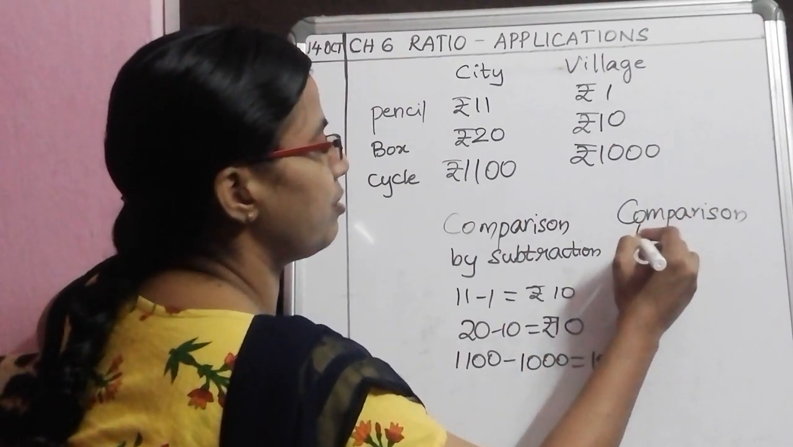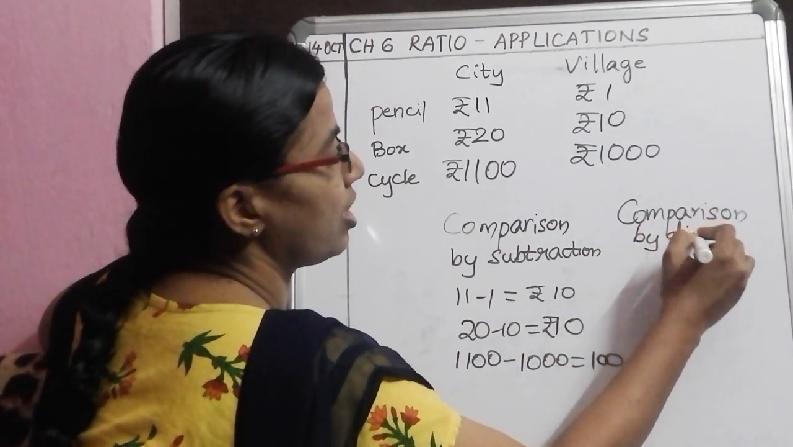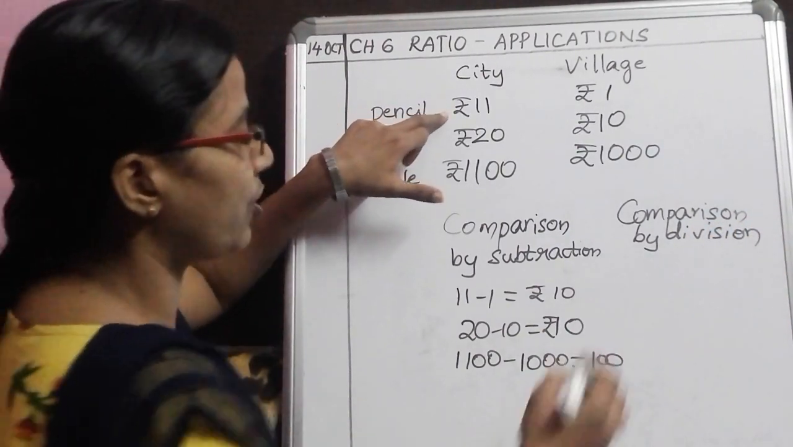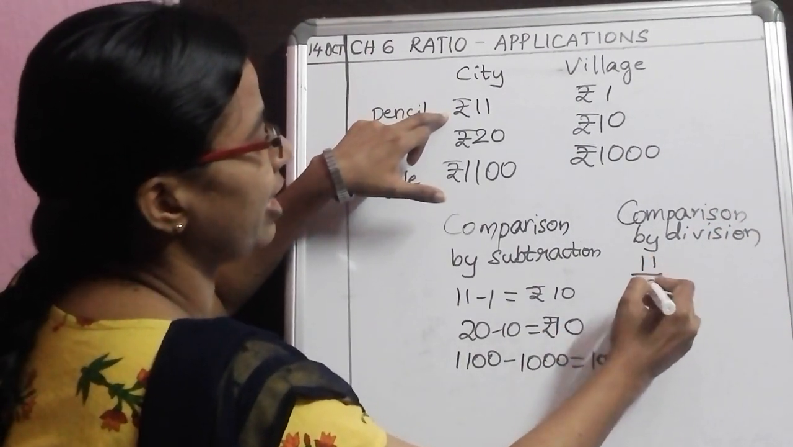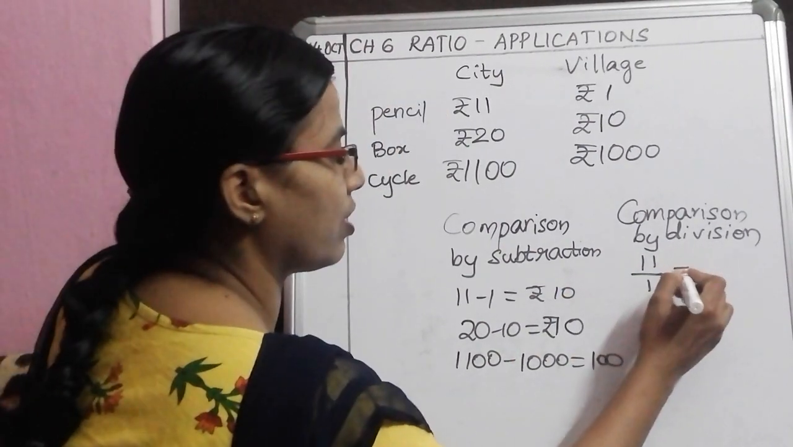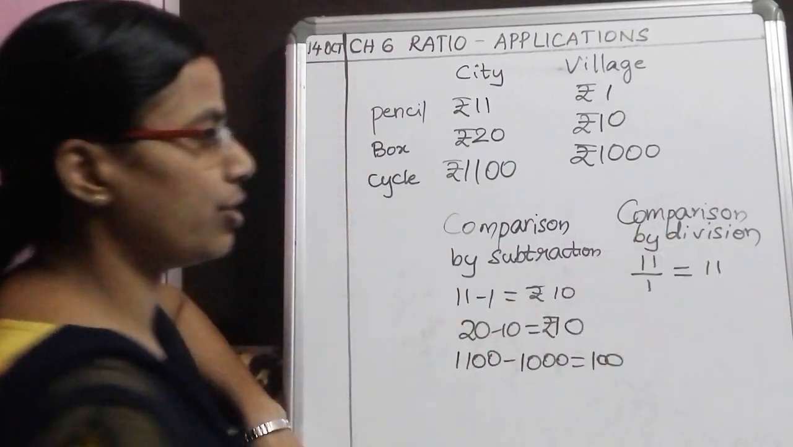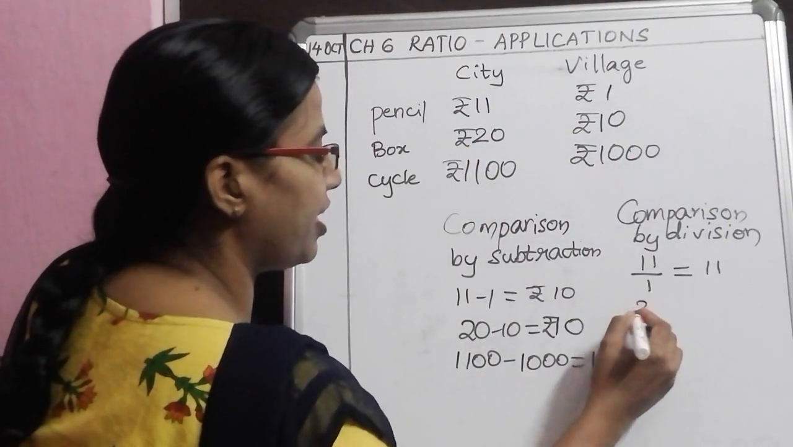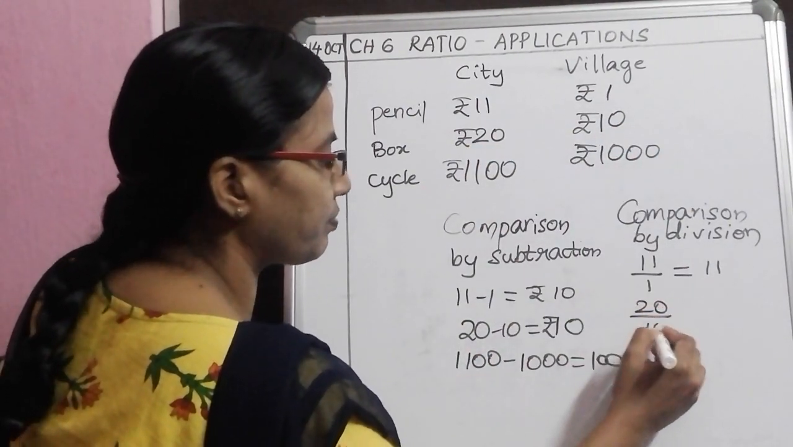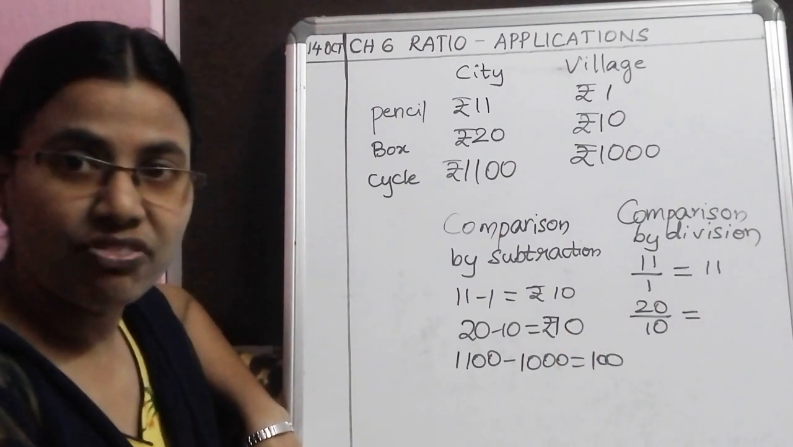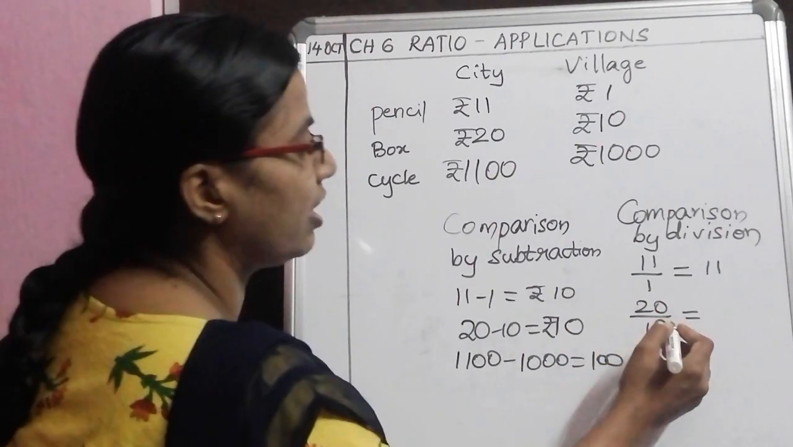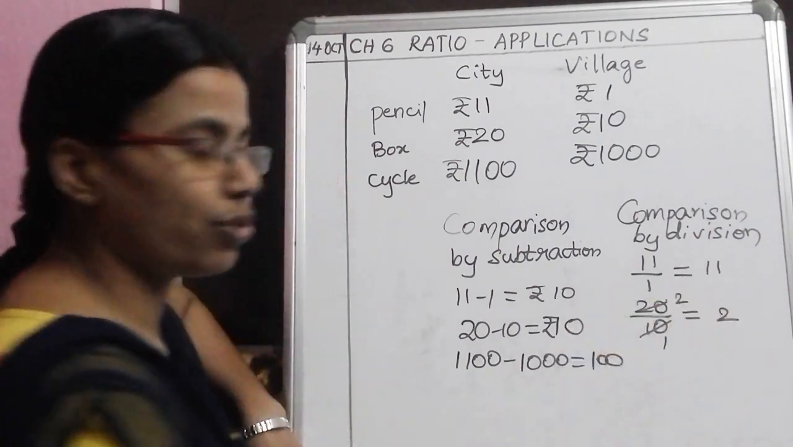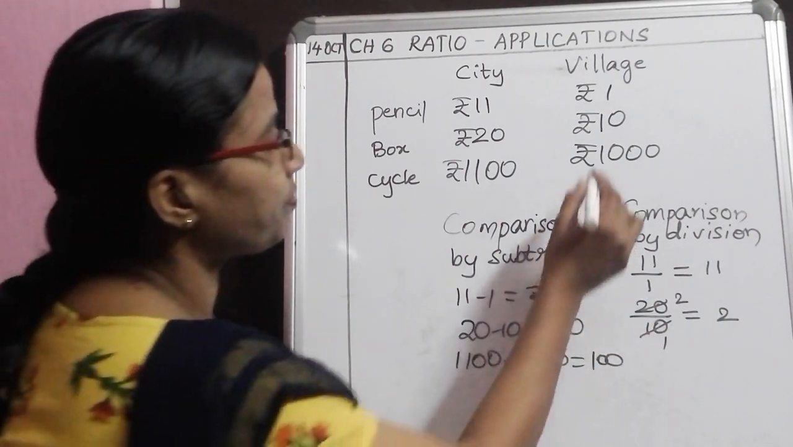Now, comparison by division. Let us compare using division. So, here you know that 11 by 1, the answer you are going to get is 11. Now, 20 divided by 10. If you divide 20 by 10, 10 ones are 10, 10 twos are 20. So, the answer is 2.